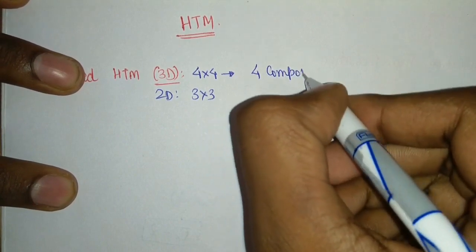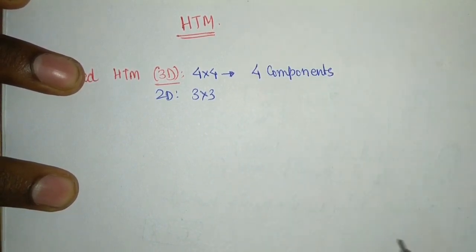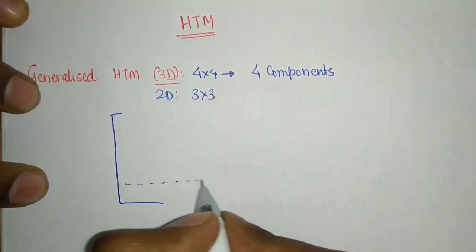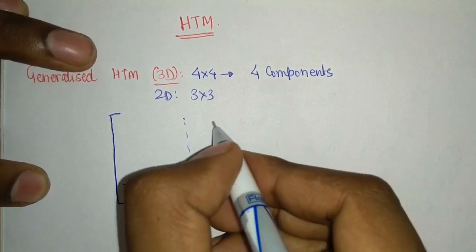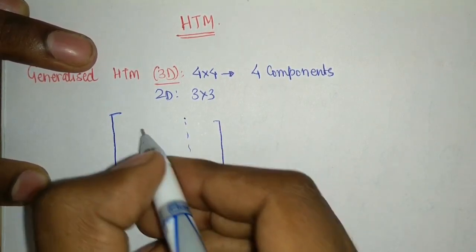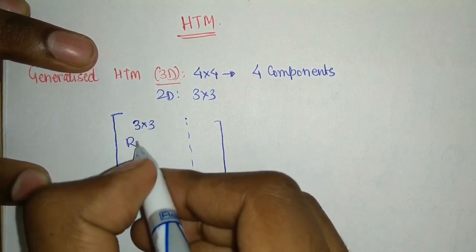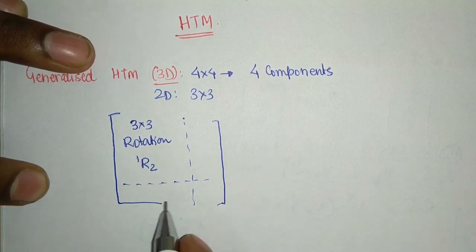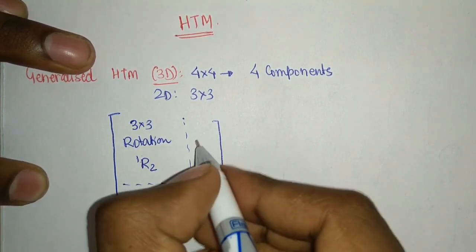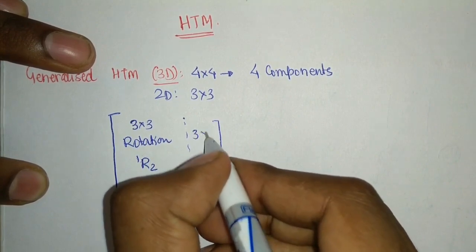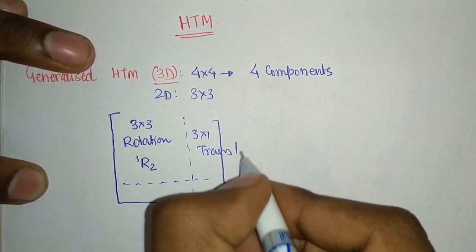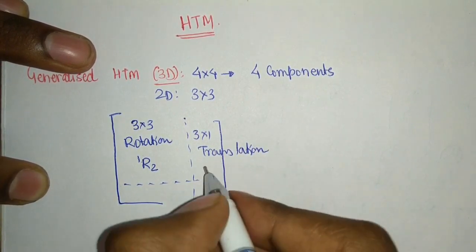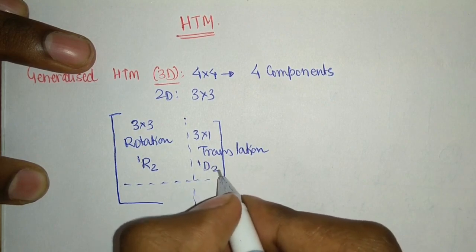So this one matrix consists of 4 different matrices clubbed together. Let's say I'm dividing it into 4 parts, right? Now this part here, that 3 cross 3 matrix, is the rotation matrix. Basically the rotation from 1 to 2, that is the rotation matrix that we have over here. Then this 3 cross 1 is the translation matrix, or the translation between the origins of the 2 frames, I can say. So this is my 1D2 basically.